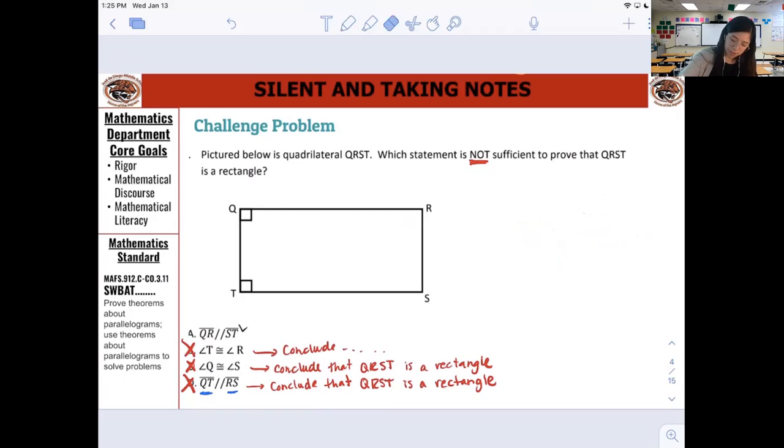Let's see why A is our answer. A is saying that QR is parallel to ST. So these are my parallel lines, which means my transversals, it's kind of flipped. Now I have a transversal over here.